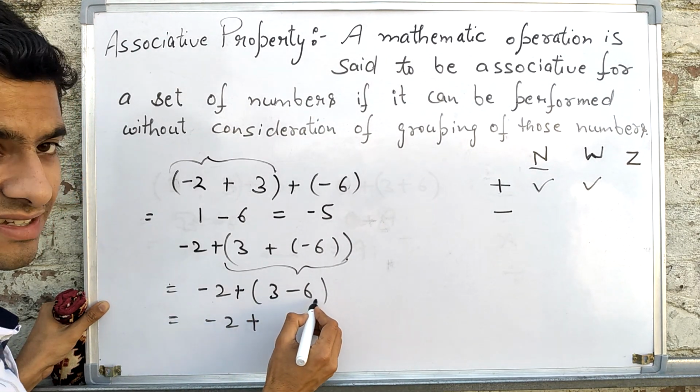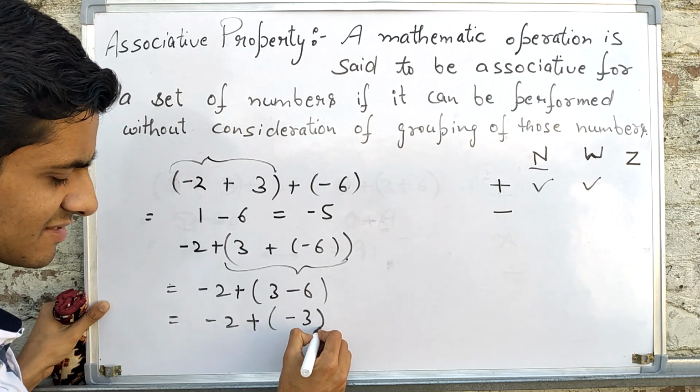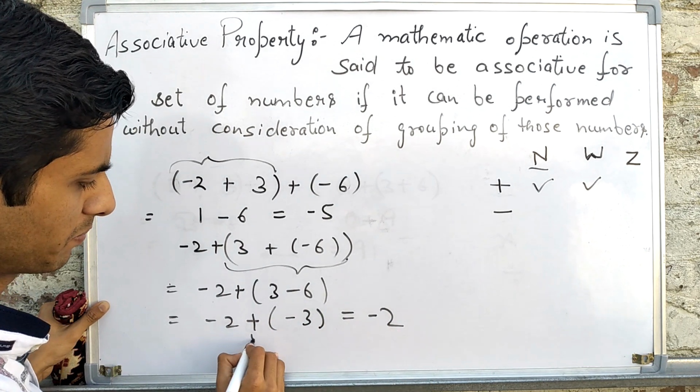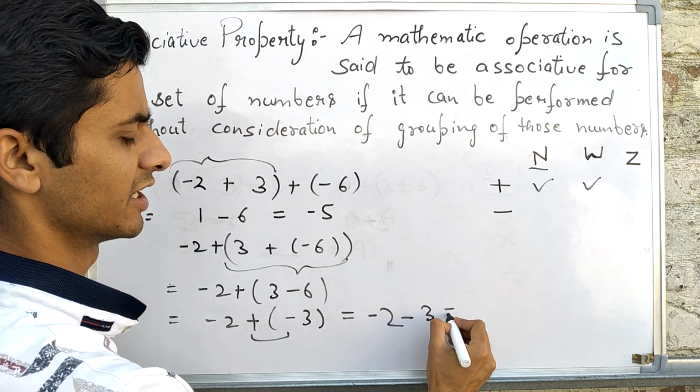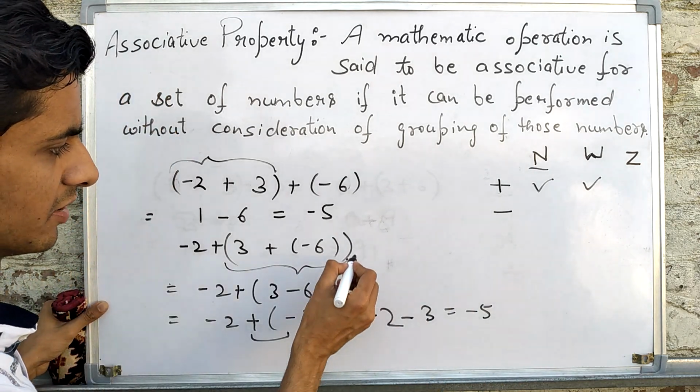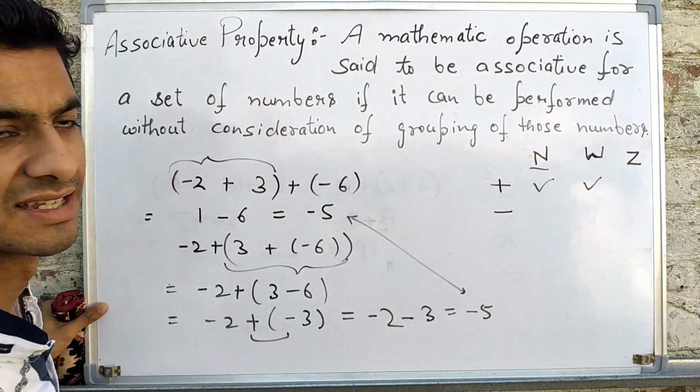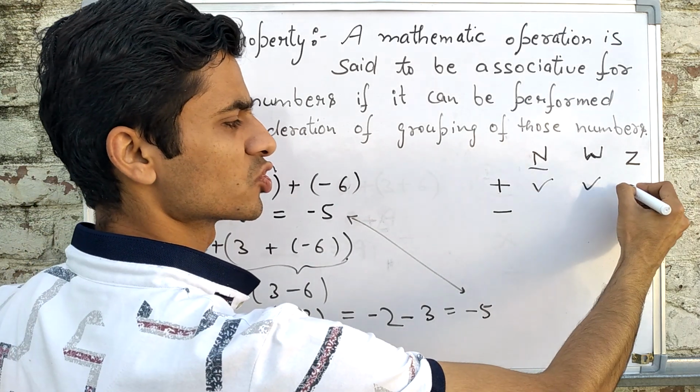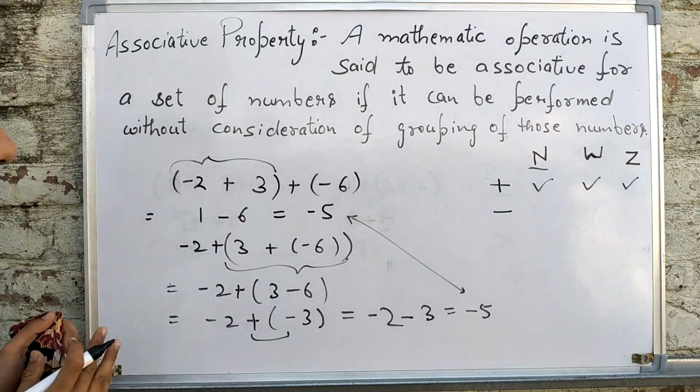-2 plus 3 minus 6 is -3. Opening the bracket, plus minus minus, it becomes -5. Both the answers are same. So we can say addition is associative for integers as well.